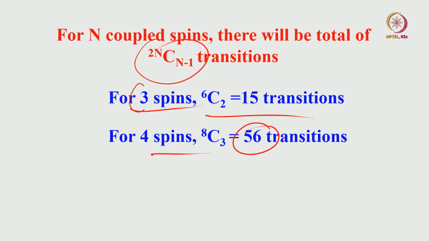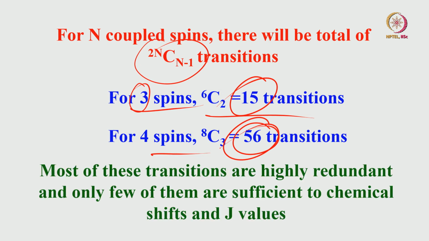I said for 3 spins, each spin will give rise to 4 transitions, so there could be a maximum of 12. Why then is 15 coming into the picture? Remember, I said there are combination transitions, so there will be 3 more transitions which do not give information about the chemical shifts, and which come at some difference of the chemical shifts. J coupling information may not be possible to get from that. Similarly, 4 spins also have a maximum of 56 transitions, and most of these transitions are highly redundant.